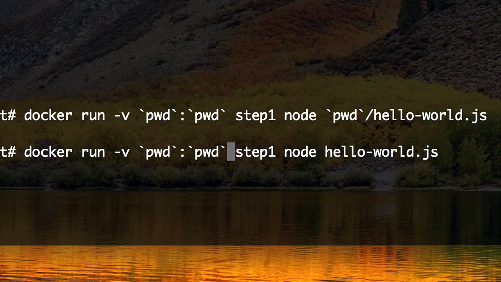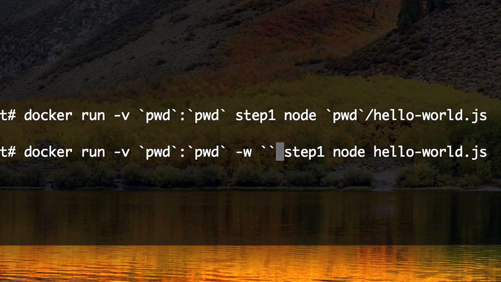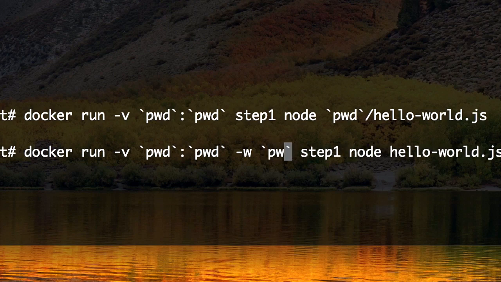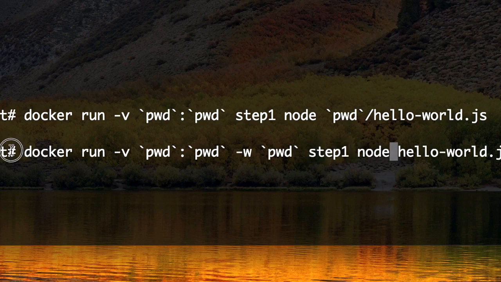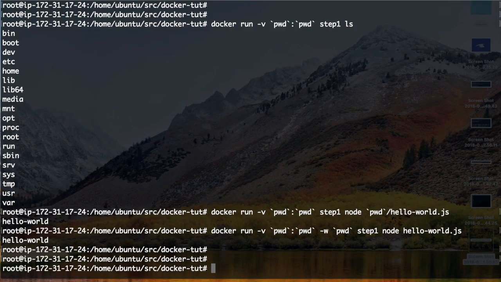So how can I achieve this? This works with the -w flag, and W stands for working directory. It's very similar to the cd command in the shell. So I'm cding into pwd, so into this directory here, into the Docker container, and now I don't have to put this pwd in front of the hello world. Well, and that's it. Now I have my first working node program through a Docker container. Nice, isn't it?